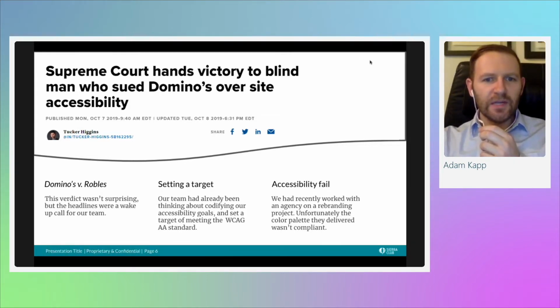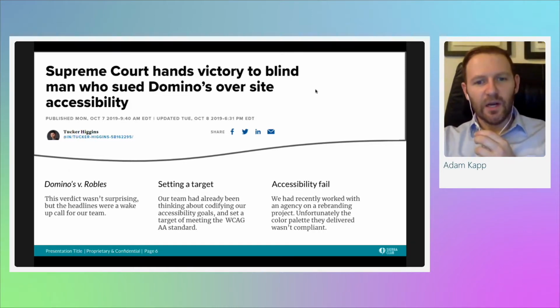We wanted to set a target, and as I said, this kind of galvanized us into action. We had been thinking about writing down our accessibility goals, and in conversation with the development team, the product team, and others, we set a target of meeting the WCAG AA standard. We also had a bit of an accessibility fail. We had recently worked with an agency on a rebranding project for our website and our organization. Unfortunately, as we discovered in an implementation phase, the color palette that they delivered wasn't fully compliant with the goals we were setting. So that added to the sense of urgency.